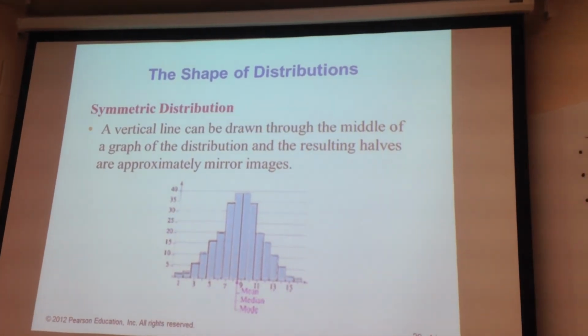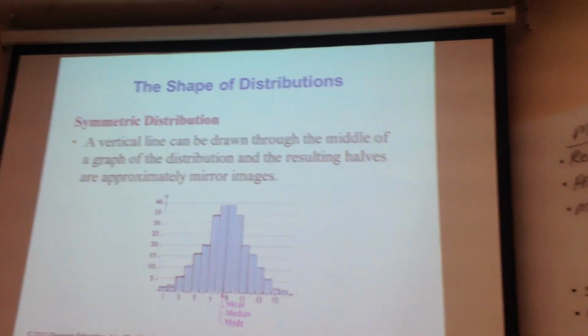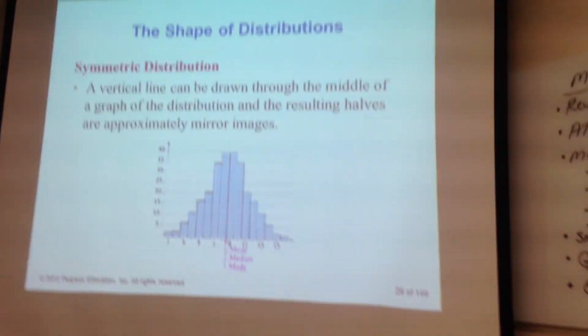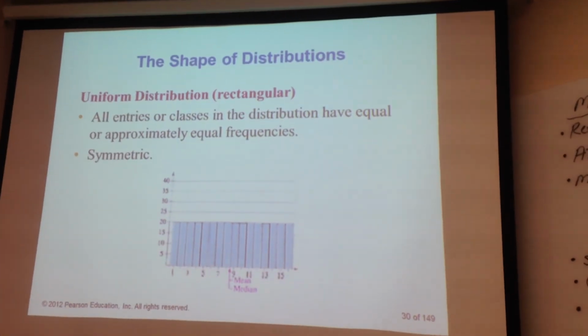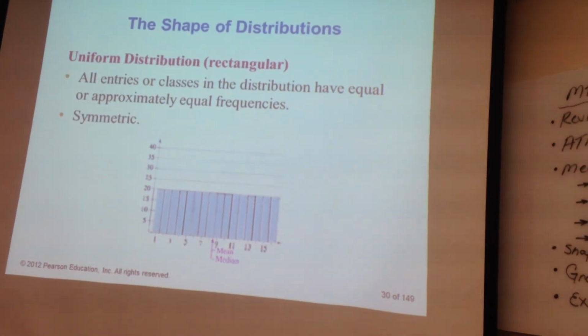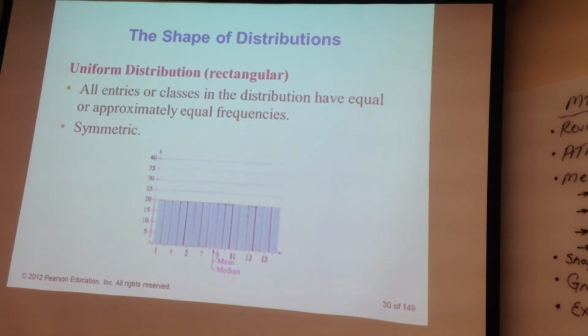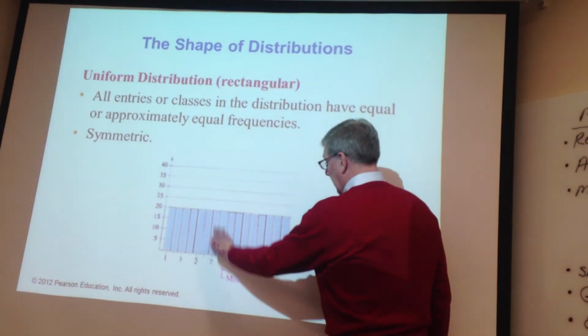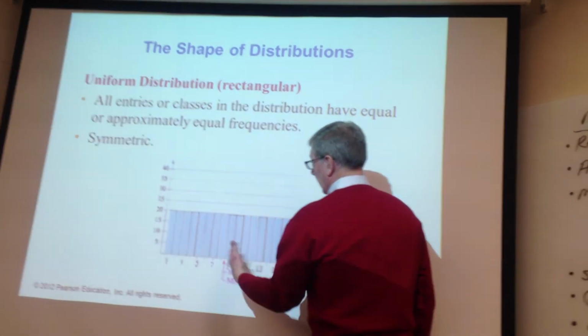But in a couple other cases, they may not line up. Another type of shape and distribution that we'll see is basically flat. It's called a uniform distribution. It doesn't have a mode. There's no high point. Everything is equally likely. But the mean and the median line up because it's symmetric. Okay.